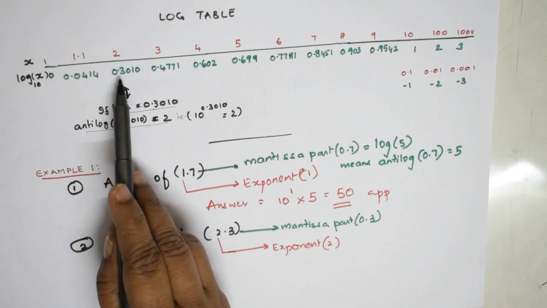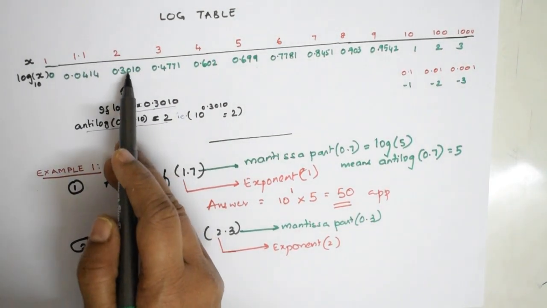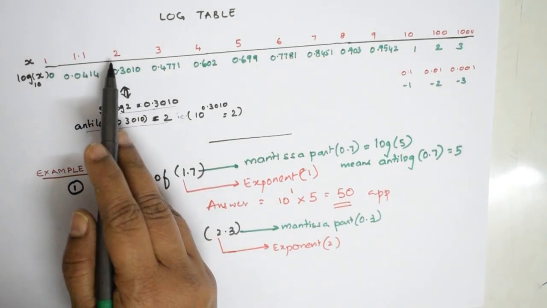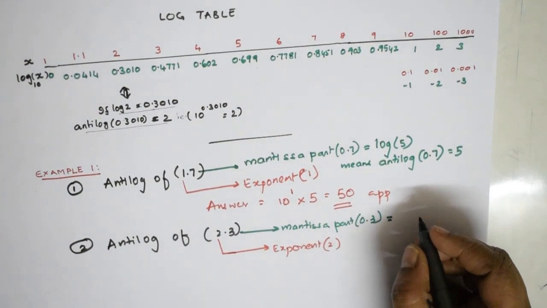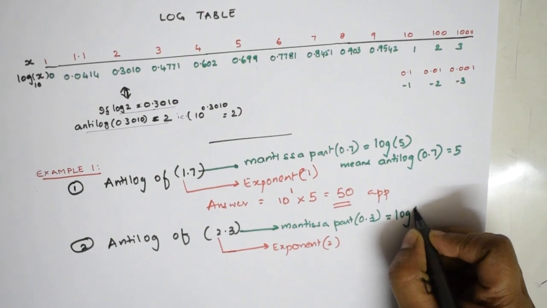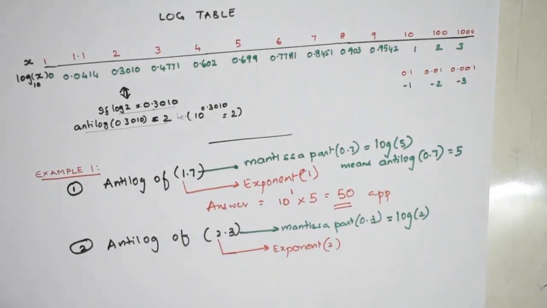See here, the value corresponding to 0.3 is nothing but 2, isn't it? So I can write the value like this. It means it is nothing but log 2. Okay, log 2. Now simple, right? Now next comes the exponent part.